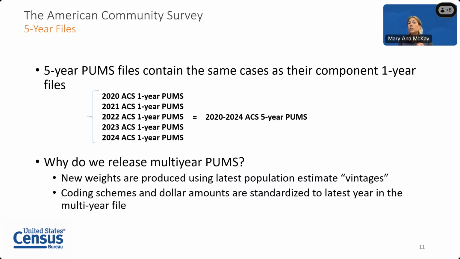There are some nice standardizations for the 5-year PUMS that you can't necessarily get by merging 5 one-year files. For example, new weights are produced for these records so that the weighted population matches the latest population estimate. Dollar amounts have an adjustment factor to standardize them to the latest year so that no one is comparing varying levels of inflation. Other coding schemes are updated, such as ancestry and occupation, so you don't have to recode those yourself.